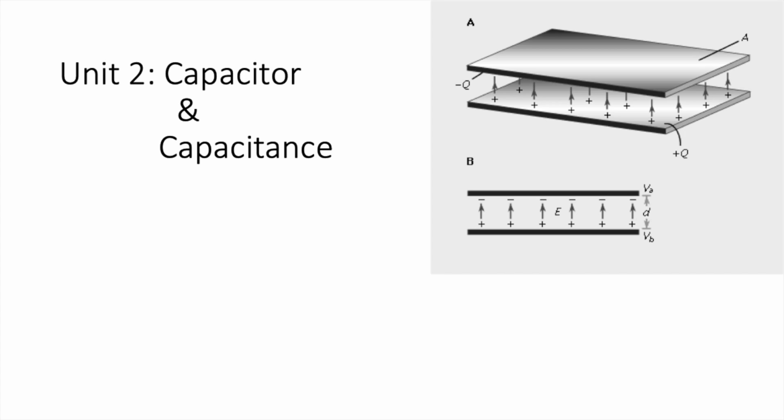Also, the electric field is directed upward from positive charges towards the negative charges, and the plate separation is distance d. The top plate and bottom plate have two different potentials denoted by VA and VB. A capacitor, this device, consists of two conducting parallel plates, as you can see, and they are usually placed near to each other.